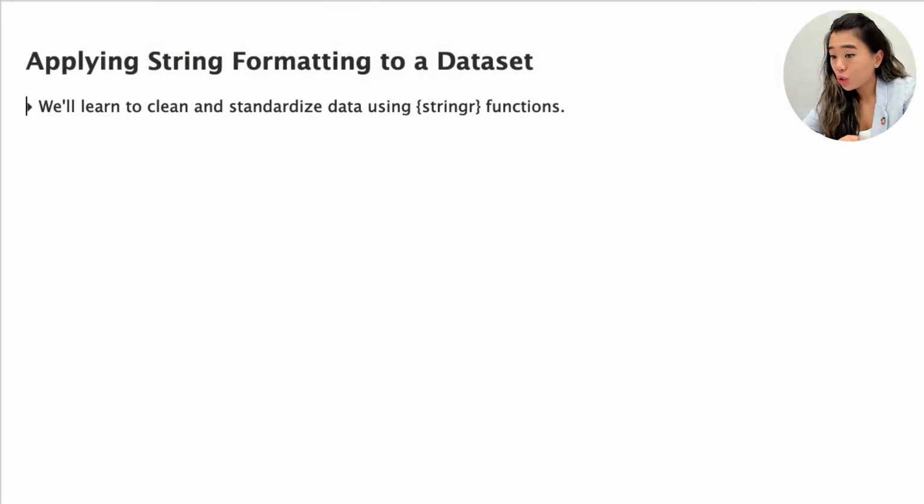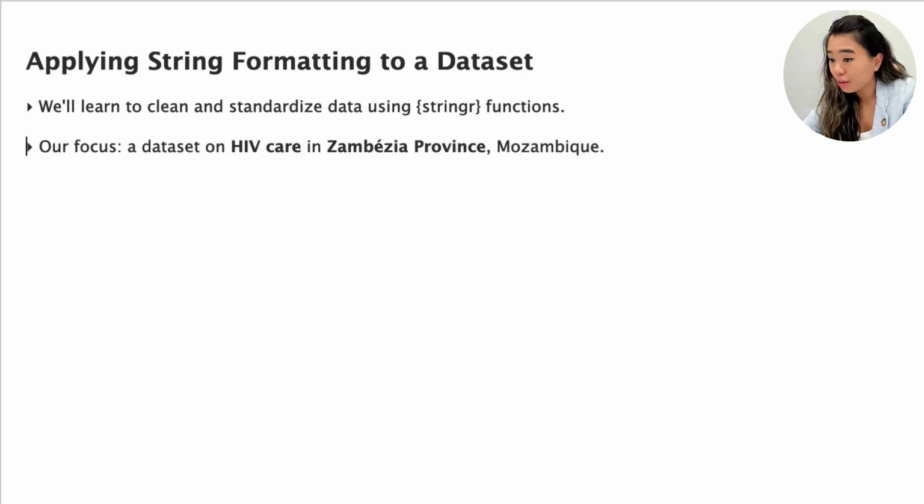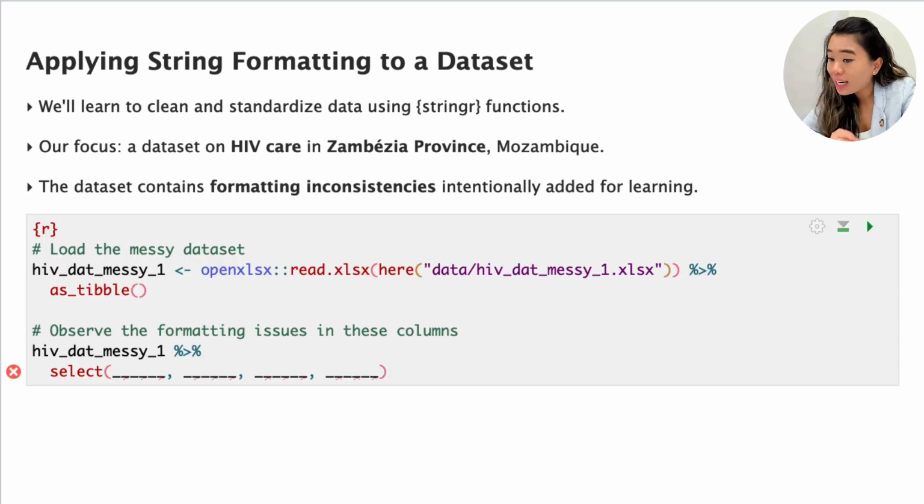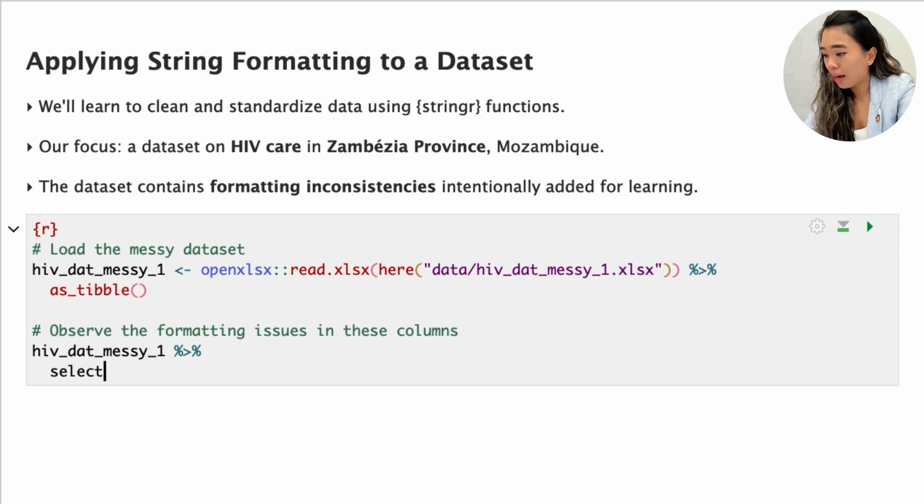Let's apply the stringr package's string formatting functions to clean and standardize a dataset. In this case, our focus is on data from a study on HIV care and treatment services in Mozambique. The original dataset itself already had various formatting inconsistencies, but we've also added additional mistakes for educational purposes. So first, with this line of code, we'll load the dataset. And in the second part that you see here, we'll select for the 4 variables which had formatting issues.